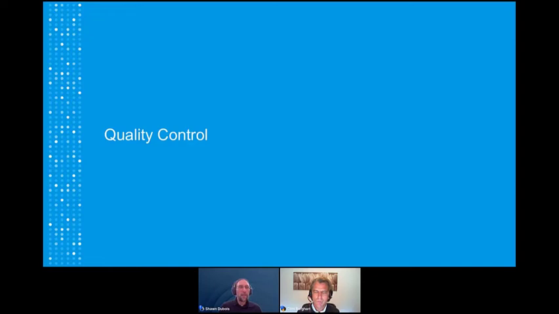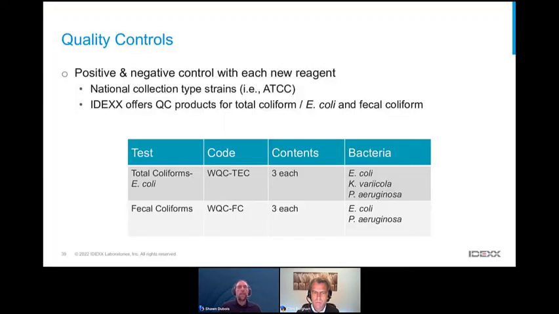All right, I'm going to touch quickly on quality control. When we talk about any test, we want to make sure that when we receive it, it is going to perform as expected. So with most QC testing, what we want to focus on for media is ensuring that it's going to detect the bacteria that we're looking for and that it won't detect other bacteria or organisms that it's not intended for.